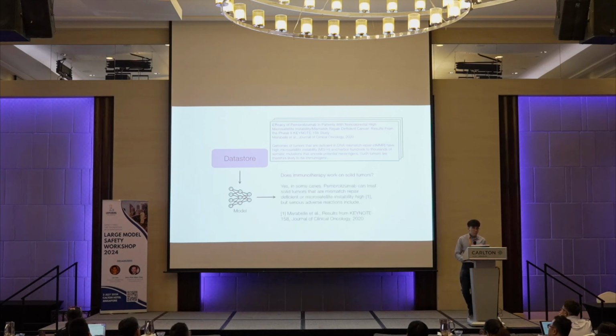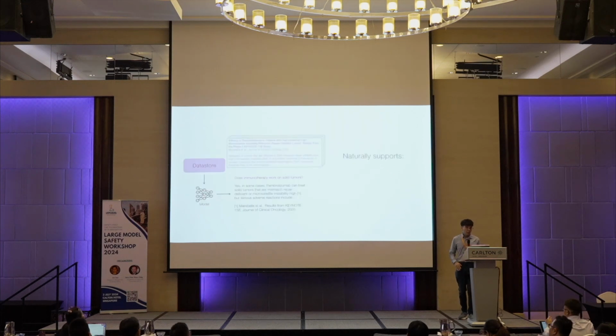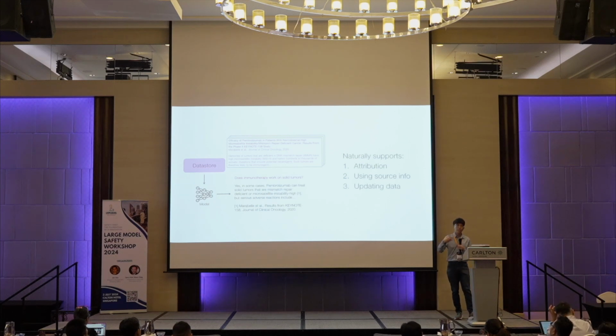Okay. And this paradigm naturally supports the operations that we want to do. For example, attribution is much easier because you're attributing just to the set of retrieved documents, which is way smaller than the trillions of tokens you might have in your pre-training corpus. It makes it easier to use the source information because you can build this into your retriever. And it's much easier to update your data because you can just change what's in your data store without retraining the parametric part of the model.